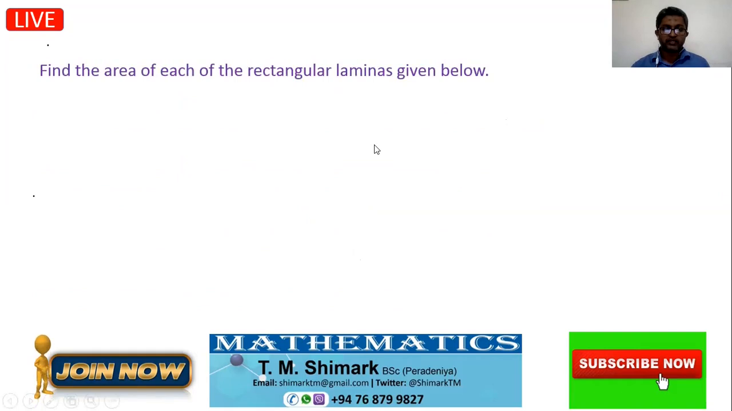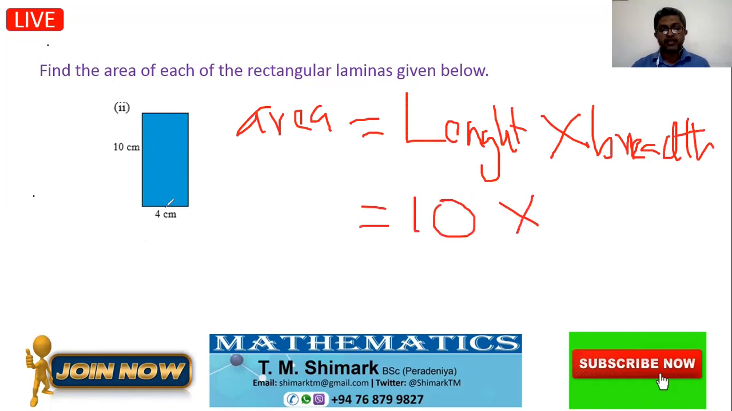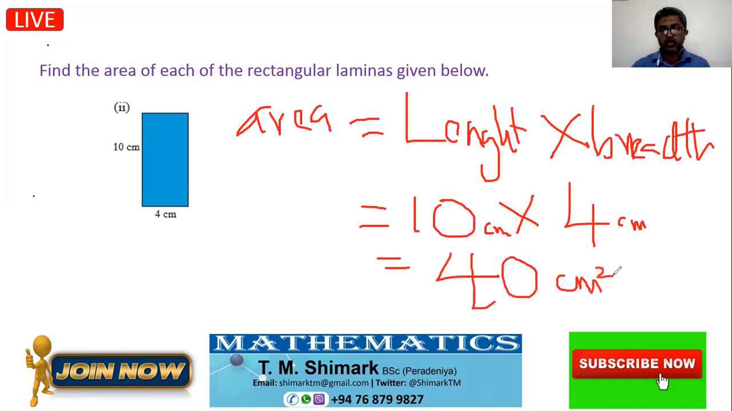Next, find the area of each of the rectangular laminas given below, right? Can we find the answers for this? 40 centimeters squared is the correct answer. The area of a rectangle is calculated by length multiplied by breadth. What is length here? 10. What is breadth here? 4. Centimeter, put that centimeter also. So 10 into 4 is 40 centimeter squared will be the answer.